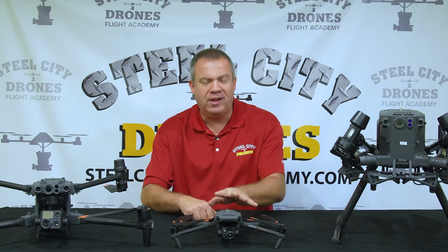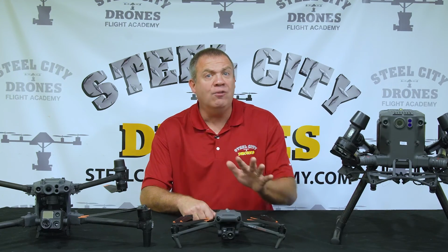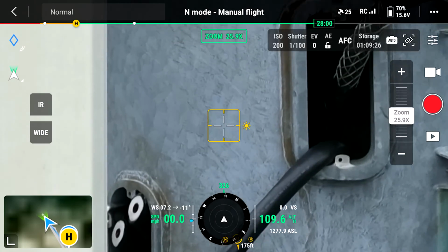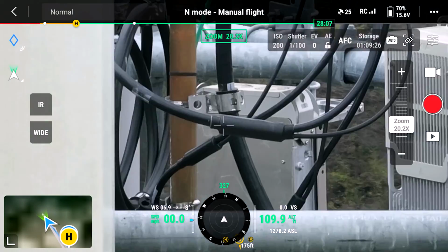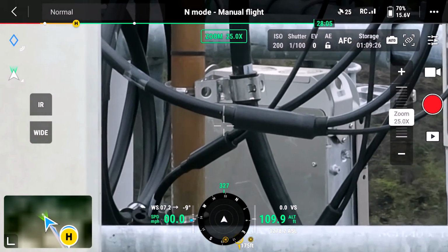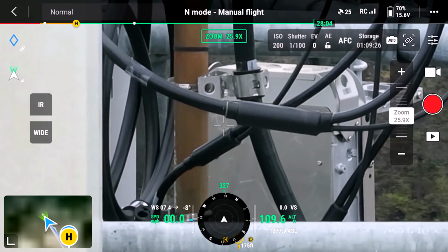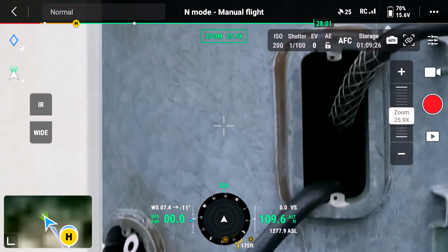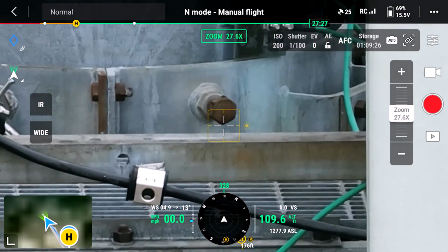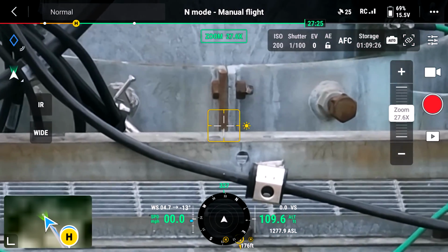So we had to move this aircraft in closer than 100 feet to be able to get that clarity that we're looking for. Let's say how much rust is on a bolt, or is it rusted out where it needs to be replaced, things like that. That's very common in inspection work. We're not quite there.